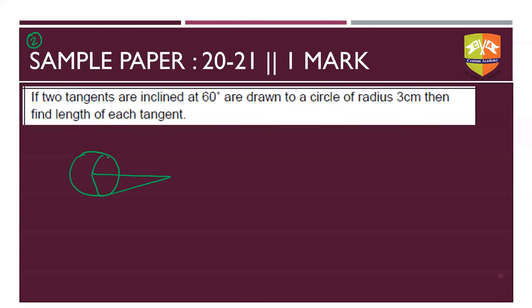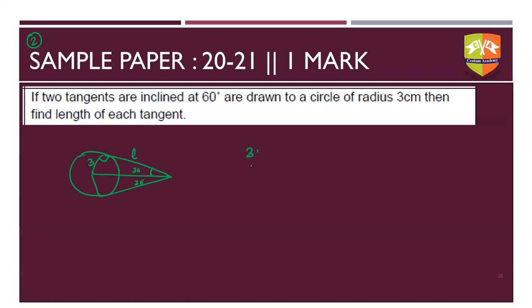So each one of them is inclined then at 30 degrees. So this is 30, this is 30, isn't it? So radius 3 centimeters. What is radius? This is 3. So this is 90 degrees. So you use trigonometry. Find the length of each tangent. So this is length L, right?